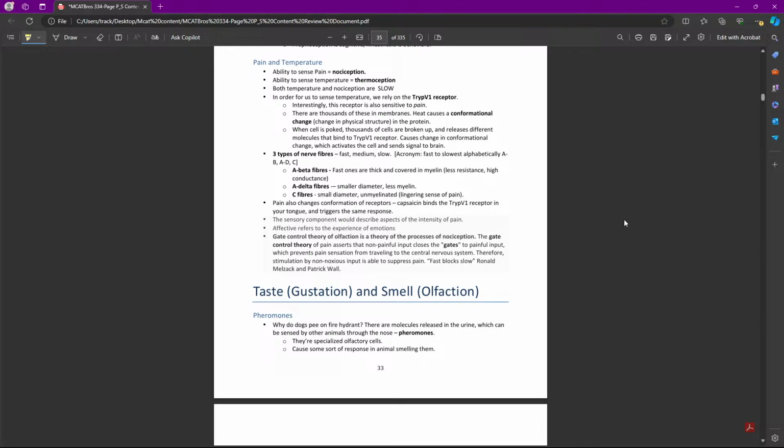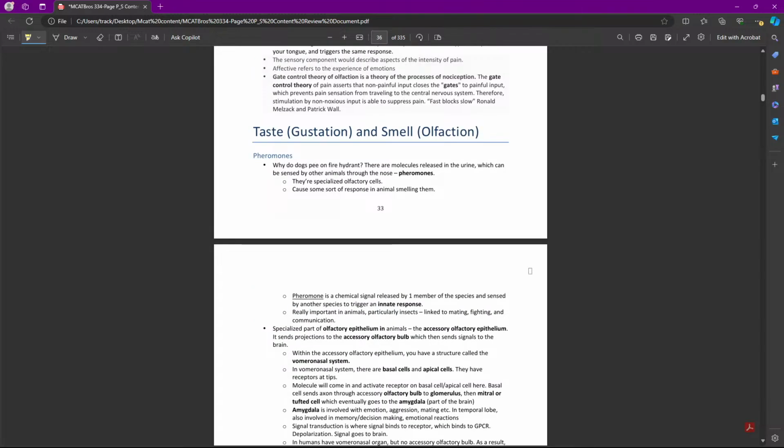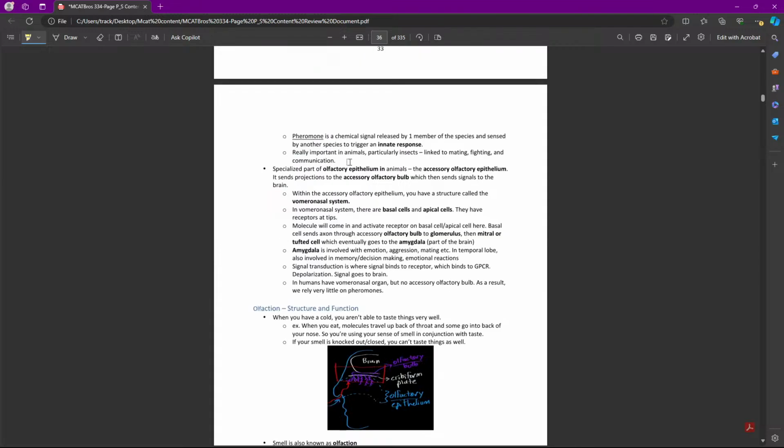Okay, so taste and smell. Why do dogs pee on fire hydrants? They are releasing pheromones to signal that this is their territory or to attract mates. A pheromone is generally a molecule that is used to alter a specific behavior in another organism. They usually act on specialized olfactory cells, and they can only cause a response by smelling them. So here's the pheromone definition that I said earlier, and it's really important because it's particular. It promotes specific behaviors like mating, fighting, and communication.